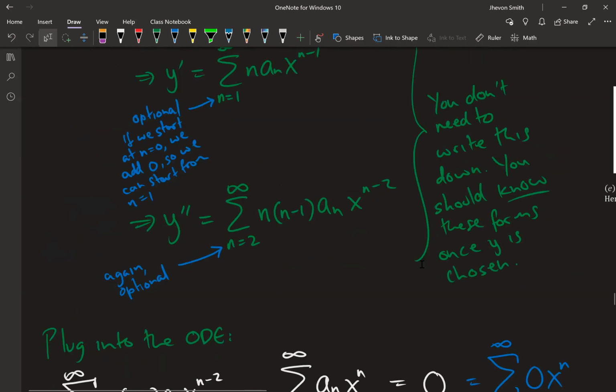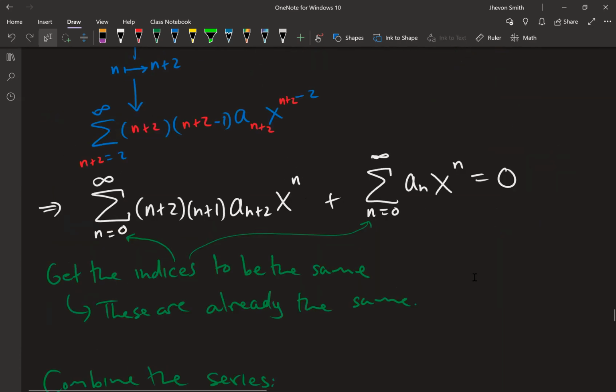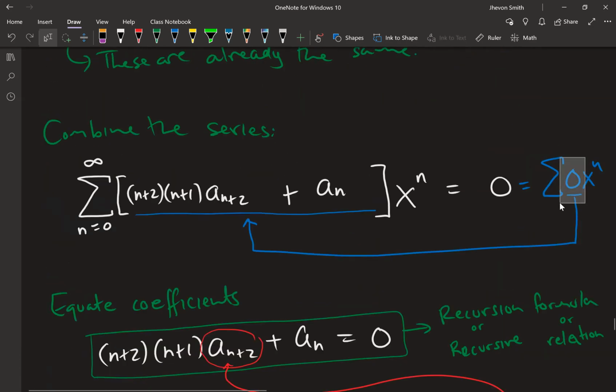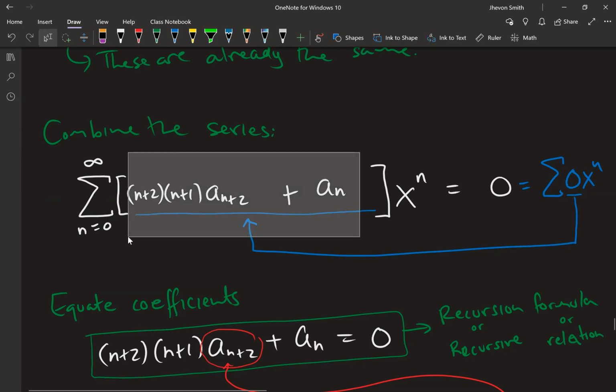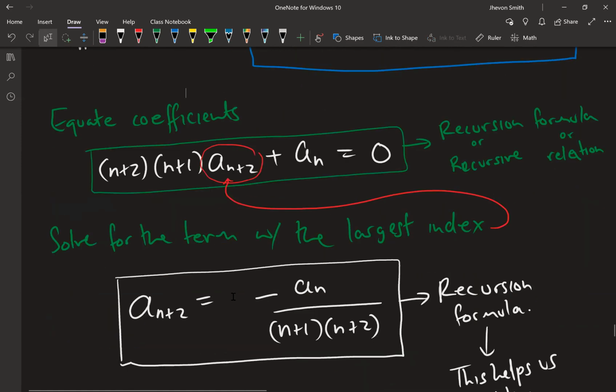Now, if this was a non-homogeneous equation, what you would do is on the right side, you find the power series for whatever function is over there. And then again, you'd set the coefficients here equal to the coefficients here. You get the recursion formula. This formula helps you find all the A's.